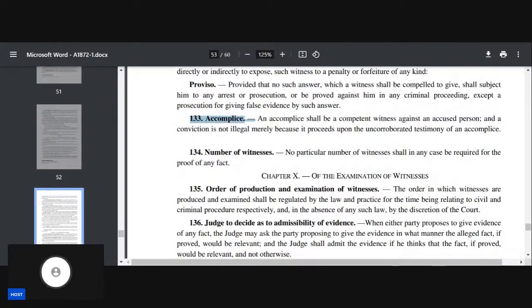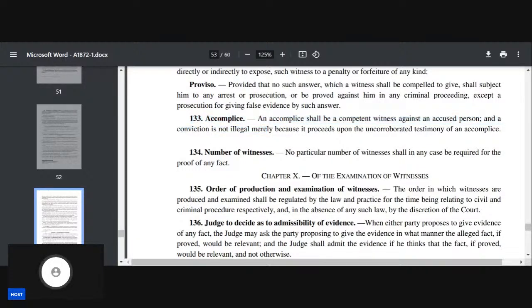Now coming to 133, which is accomplice. Who is an accomplice? An accomplice is also a competent witness against an accused person. And if a conviction is held on the basis of an accomplice's statement, it is not illegal just because it is upon the uncorroborated testimony of an accomplice. Okay, so whenever you are reading 133, read it with 114. So 114 and 133 need to be read together.